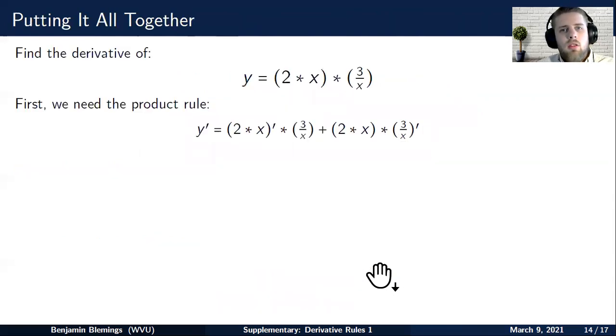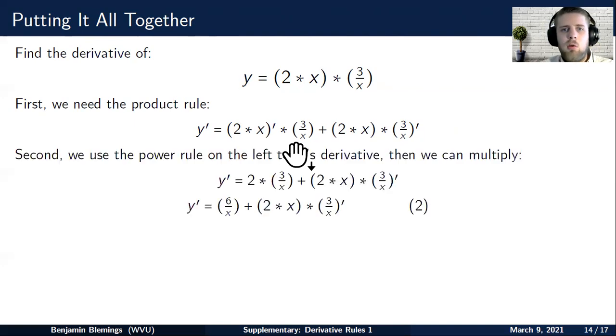Okay. So now let's put it all together. Remember, we had this toy function, y equals 2 times x times 3 over x. First, we can use the product rule like we saw earlier to expand it into this. And then we just need to evaluate all the derivatives and possibly simplify if we want.